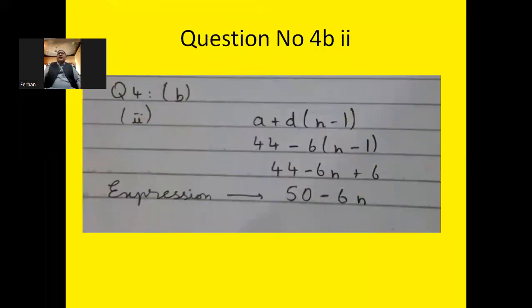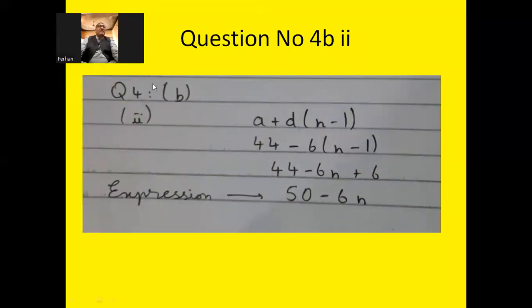So a plus b bracket n minus 1, it will be 44 minus 6 bracket n minus 1. It will be 44 minus 6n plus 6. It will be 50 minus 6n. So this is how you find the nth term of an arithmetic sequence or a linear sequence. I hope that you have understood.